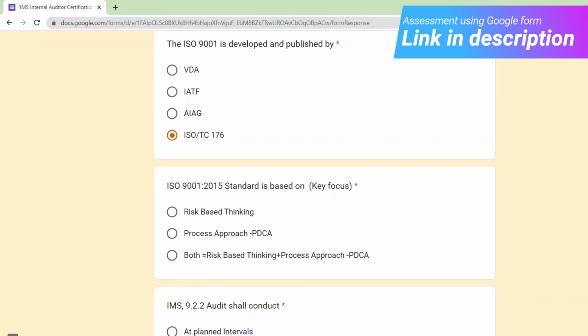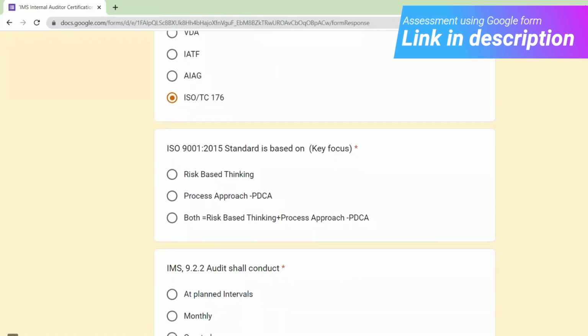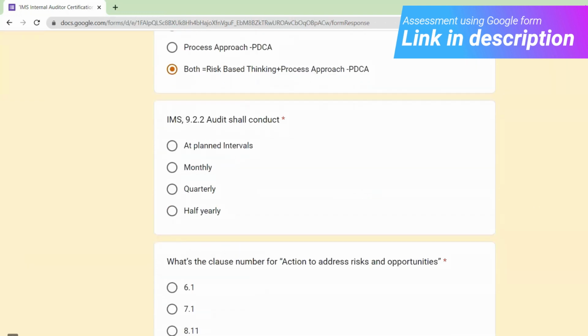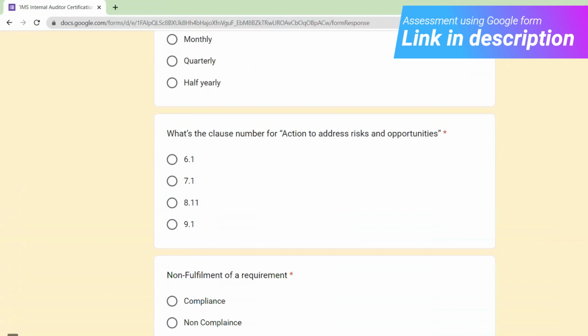Then you have the next question. ISO 9001 standard requirement is risk-based thinking and process approach, so both. In an integrated management system, 9.2.2, audits shall be conducted for all of ISO 9001, ISO 14001, and ISO 45001 at planned intervals. This is mentioned in clause number 9.2.2. What is the clause number for action to address risk and opportunity? The clause number is 6.1.